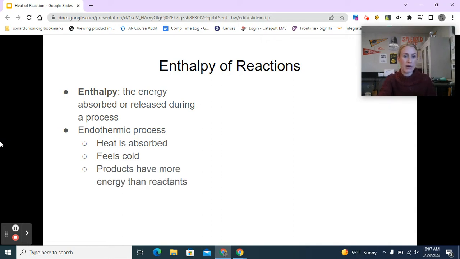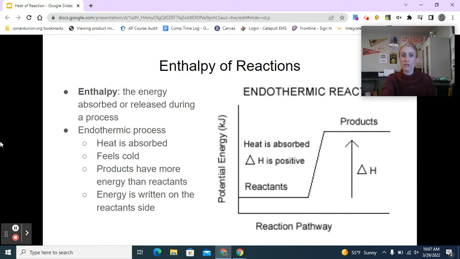So that is an endothermic reaction. Now, in an endothermic process, the products have more energy than the reactants. So we write the energy on the reactant side because energy is going into the reaction to happen. If we look at a graph of what's happening here, the reactants have a lower energy than the products. Since heat is absorbed in order for this to happen, our delta H is positive. Our enthalpy of reaction is positive.